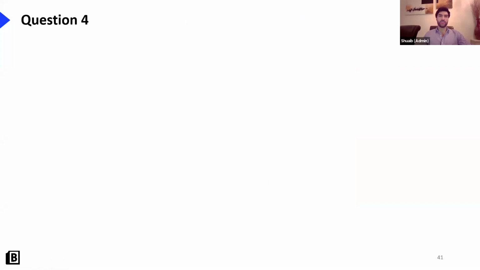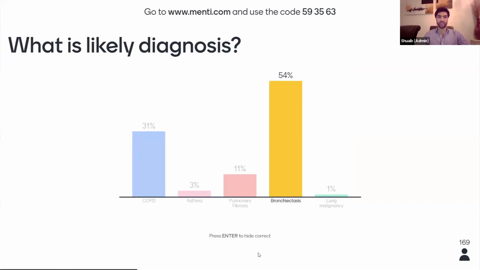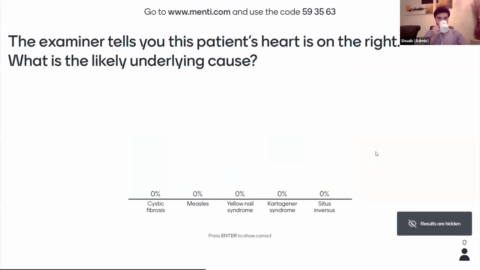Next question. I'll try and get some of your questions in the chat as you are answering this. So the examiner tells you the patient's heart is on the right. What is the likely underlying cause? So this actually came up in Cambridge finals. That's why I put this in here. This is a realistic case.